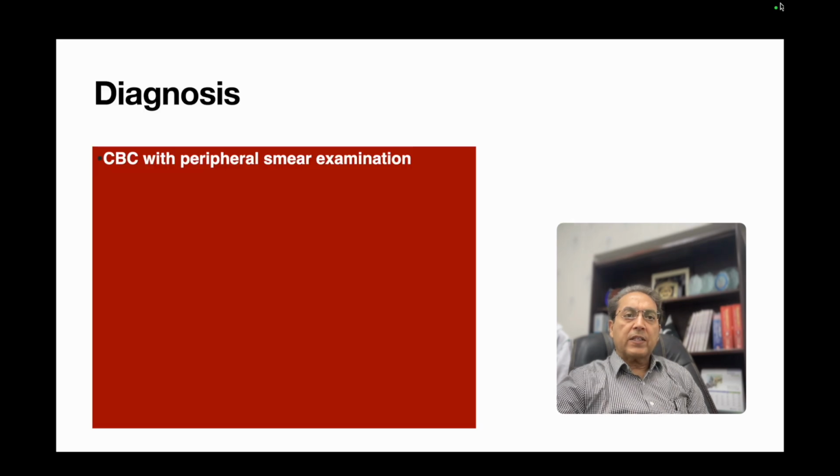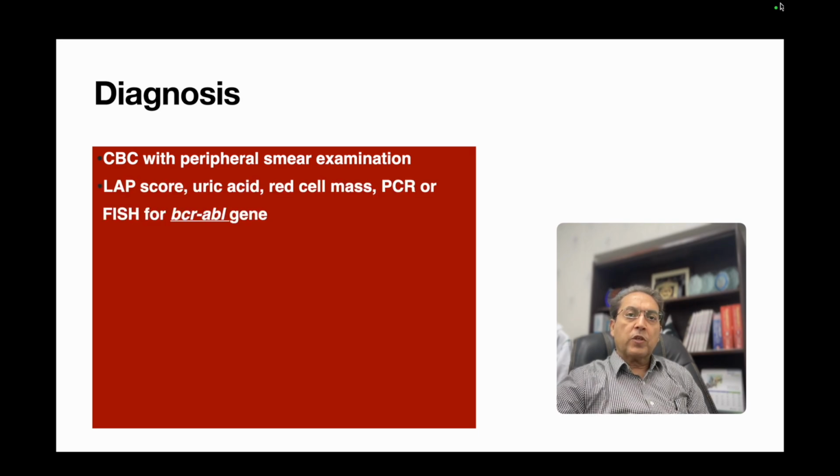Now, how to investigate? Complete blood count with smear examination is very important. That gives diagnosis in many patients. Leukocyte alkaline phosphatase score is low in patients who've got myeloproliferative disorders. There may be high uric acid because of the turnover, or sometimes when the patients are treated to reduce the cell count, uric acid production may increase. The red cell mass to differentiate spurious from true polycythemia. PCR or FISH technique used for BCR-ABL gene or the gene product, that is the protein called BCR-ABL1 protein.